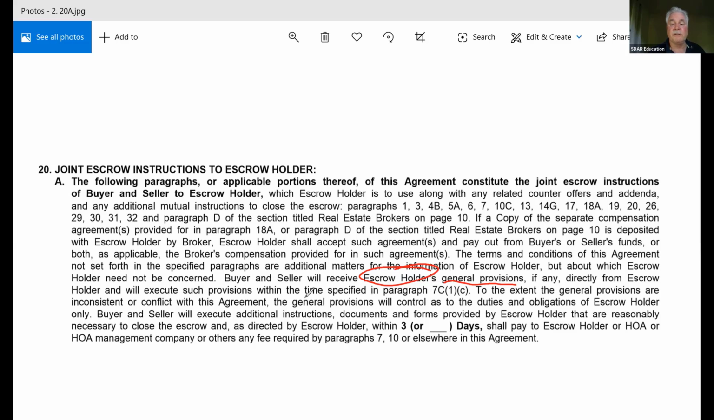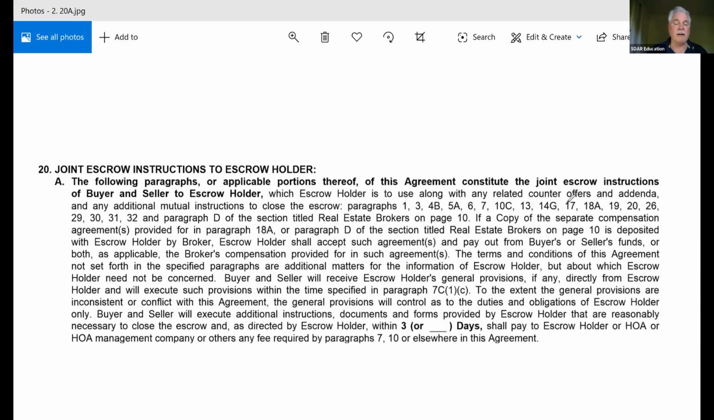And will execute such provisions within the time specified in paragraph 7C1. So to the extent the general provisions are inconsistent, this was the problem, or conflict with this agreement, the general provisions will now control. Now, in the old days, we didn't have that language, so it was a crapshoot, right? Okay. As to the duties and obligations of the escrow holder only. Follow me? So if there's a discrepancy between what escrow says and what the contract says, then escrow is only concerned about their escrow instruction if everybody else has signed it.